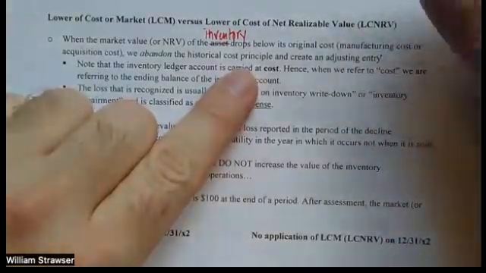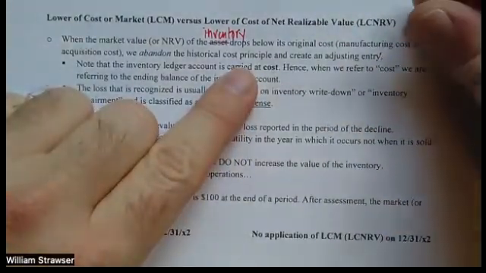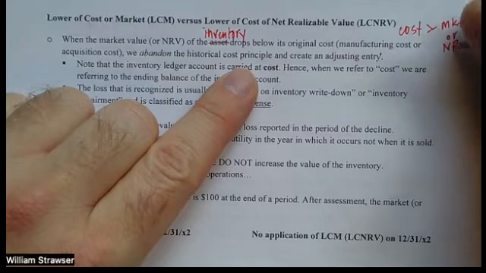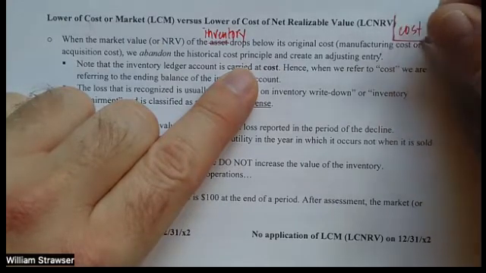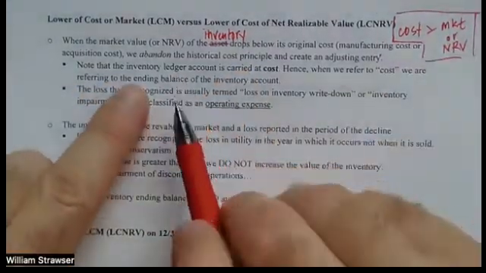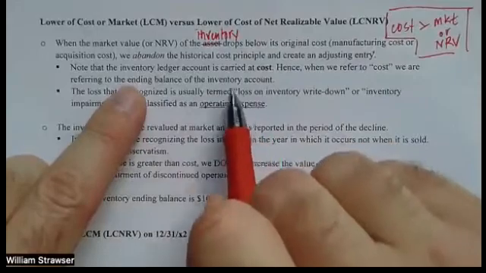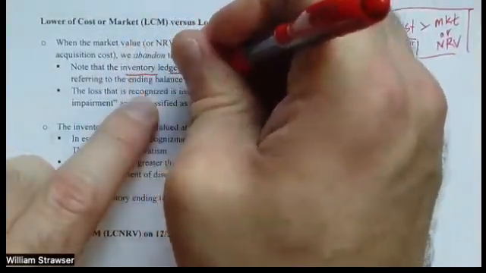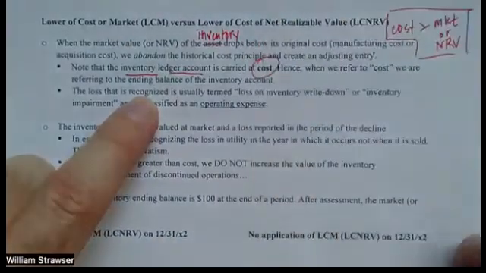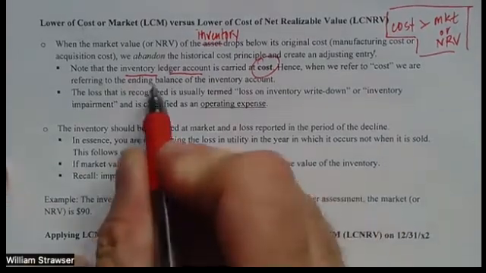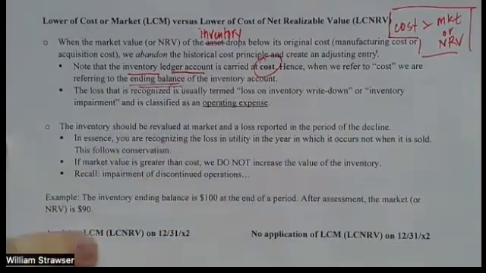So this happens when the market value is less than the cost. Only when that happens. I want to note that cost is whatever the dollar value is in the inventory ledger account. So when we refer to cost, we're referring to the ending balance of the inventory account.